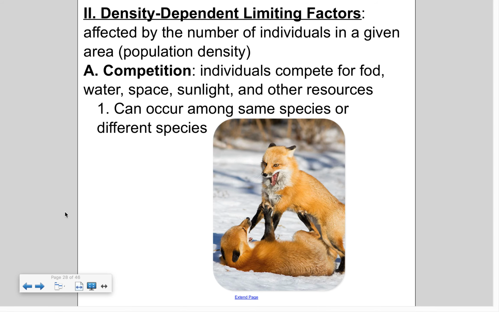So density dependent limiting factors are factors that are affected by how many individuals are in that area, also known as population density. Some examples of density dependent limiting factors are competition, where individuals will compete for food, water, space, sunlight, as well as a bunch of other resources. And it can occur between the same species, which we will call intraspecific, or different species, which is called interspecific.